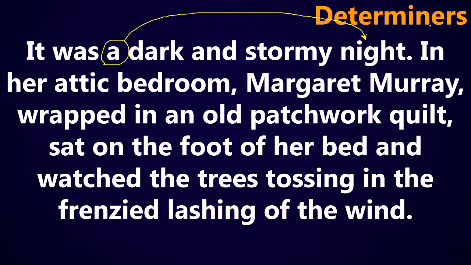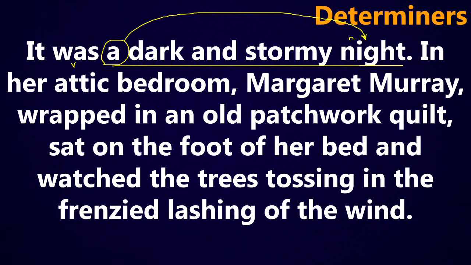The cool thing about determiners is that if you know what they are, they always come at the very beginning of a noun phrase. So it was is a verb. A is the beginning of this noun phrase, a dark and stormy night. All of this here is describing the night. And determiners always go with nouns. So if you see a determiner, just keep reading, and either right after it or a few words after it, you will find a noun. And remember, night is the noun.